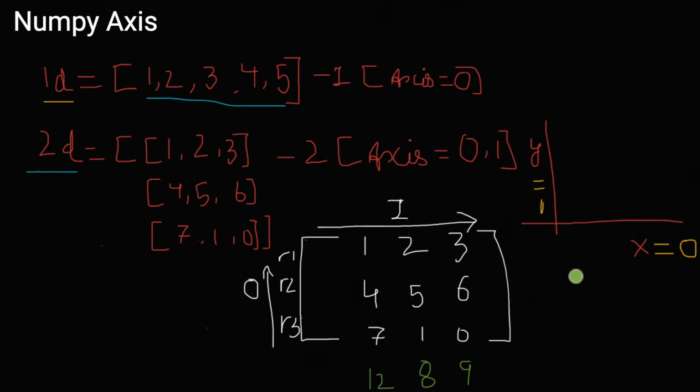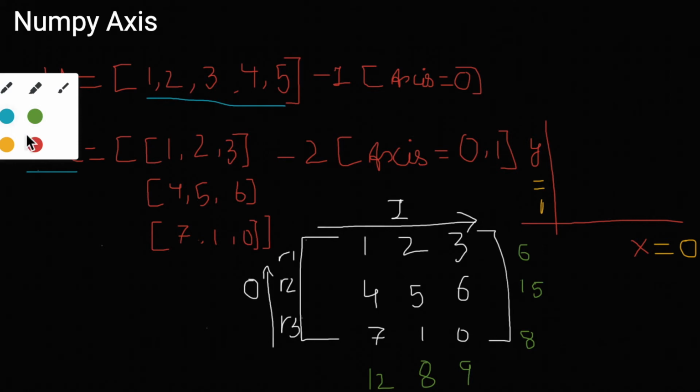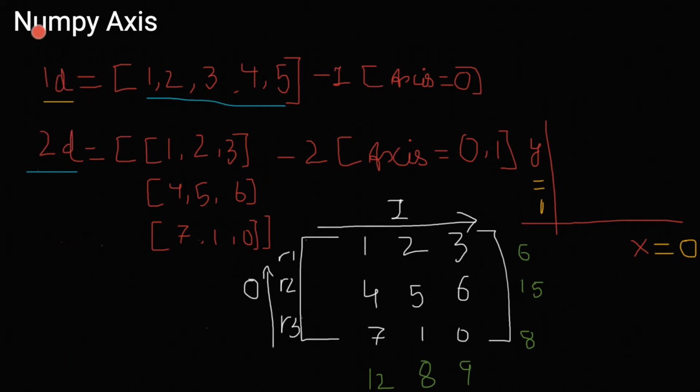For the 1 axis, if I start doing addition, let's consider 3 plus 2 is 5, plus 1 is 6. 6 plus 4 is 10, plus 5 is 15, and 7 plus 1 is 8. Now you can see these are completely different numbers. For the 0 axis there is one answer, for the 1 axis it's a different answer. So this is how you can perform tasks at the 1 axis and 0 axis. This is the basic idea of NumPy axis.